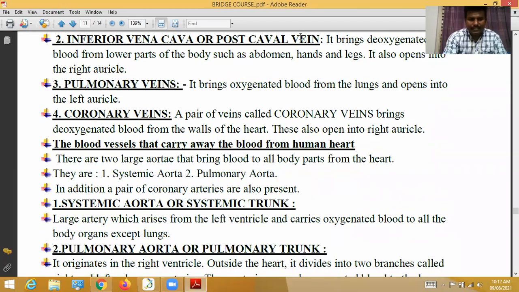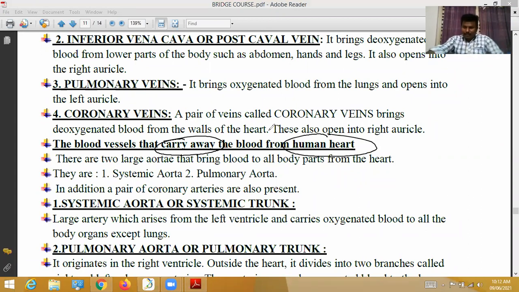That's all. Next, these are all the blood vessels that bring blood to the heart from various body parts. Here, the blood vessels that carry blood away from the heart to various body parts. These four bring blood from various body parts to the heart. These are the blood vessels that carry blood away from the human heart to various body parts.